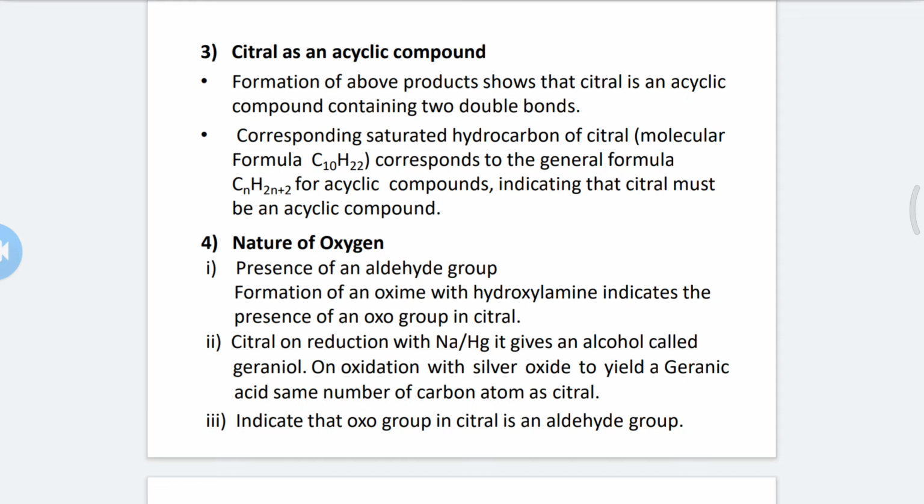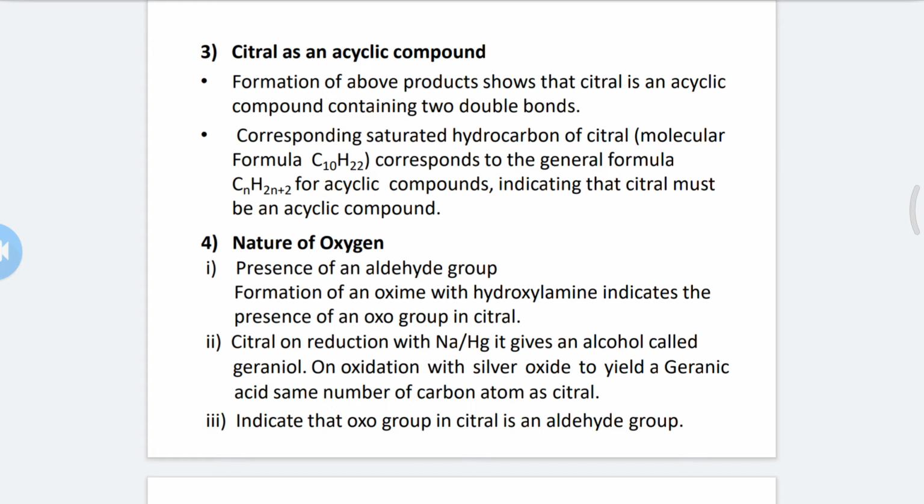Second, citral on reduction with sodium amalgam gives an alcohol called geraniol. Sodium amalgam reduces the carbonyl group to a hydroxy group, forming geraniol. On oxidation with silver oxide it yields geranic acid with a COOH group, meaning the aldehydic group converts to COOH.